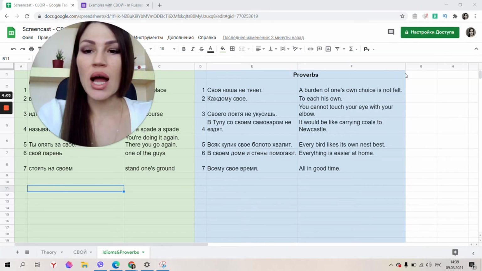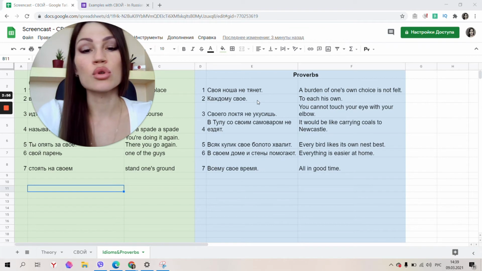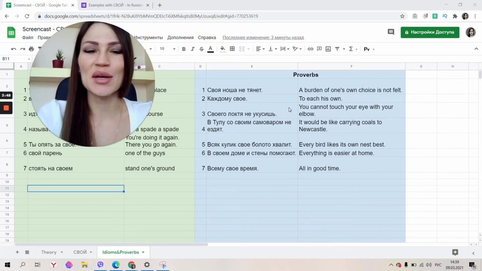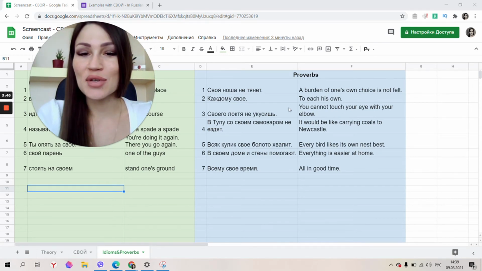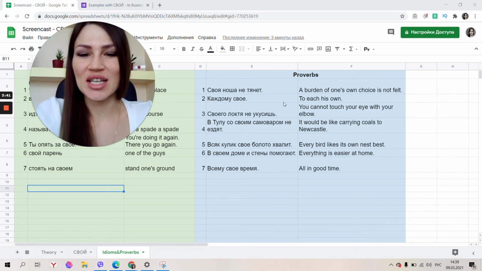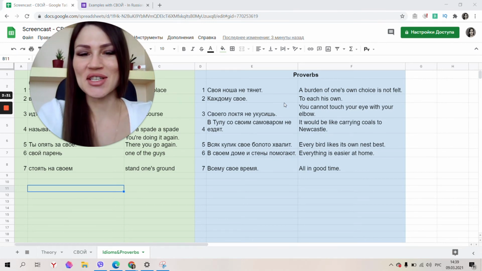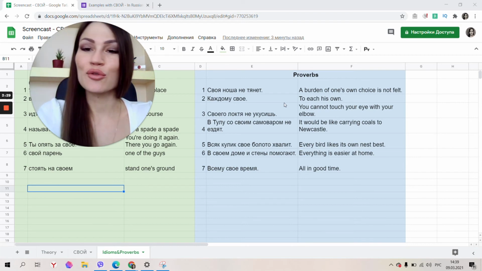And proverbs. 1. Своя ноша не тянет. A burden of one's own choice is not felt. 2. Каждому свое. To each his own. 3. Своего локтя не укусишь. You cannot touch your eye with your elbow. And literally in Russian we say you can't bite your elbow. 4. В Тулу со своим самоваром не ездят. It would be like carrying coals to Newcastle. So in English it is coals to Newcastle. In Russian it is самовар в Тулу.